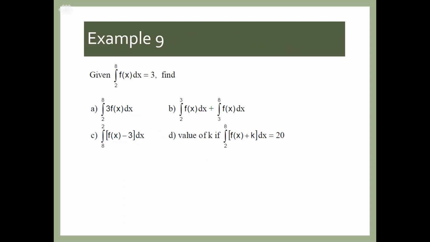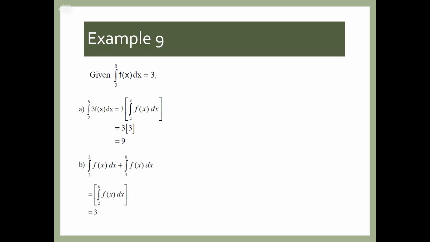Refer to example 9. Solve the following definite integrals using the suitable properties. To solve a, bring the constant 3 outside the integral, given that the answer for the integral over the interval 2 to 8 is 3. Thus, 3 times 3 is equal to 9. As for b, when the same integrals are added, in which the intervals are linked together, it can be combined as one, becoming the integral of f(x) over the interval 2 to 8, which is equal to 3.